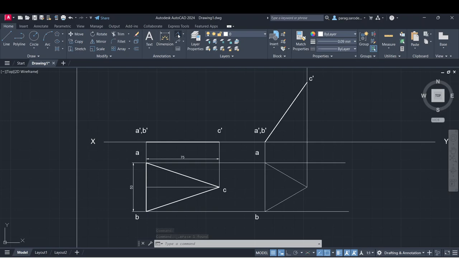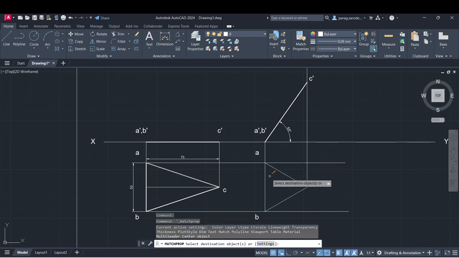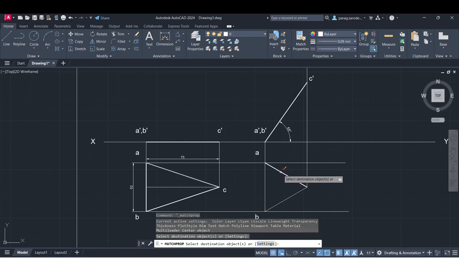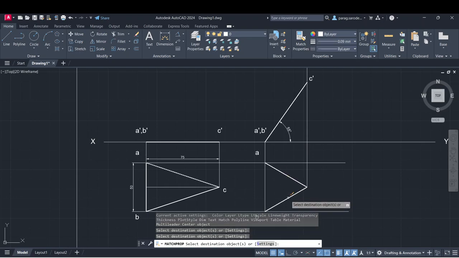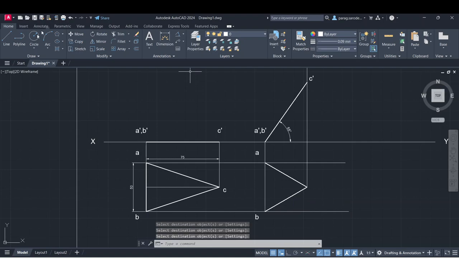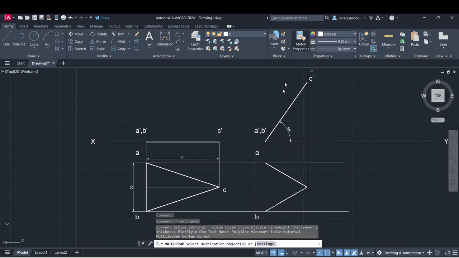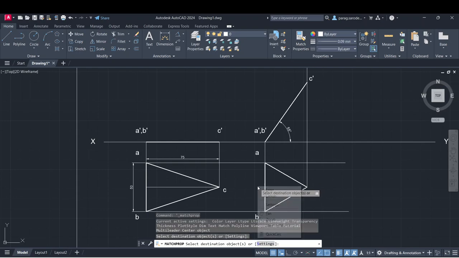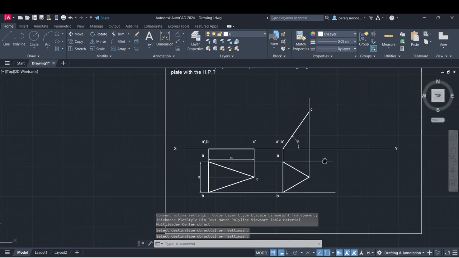So now you get the angle. Mention it. How much is it? 55 degrees. Now select this, match properties. Select this edge. Select this edge. Right. We draw one more line between AB. And then we can do the match properties for that edge. Okay, in this way the problem is done.